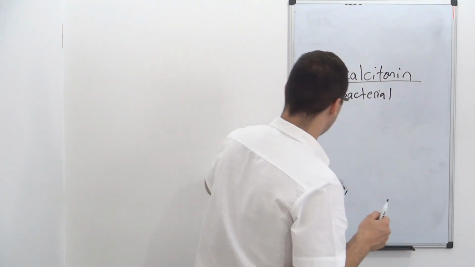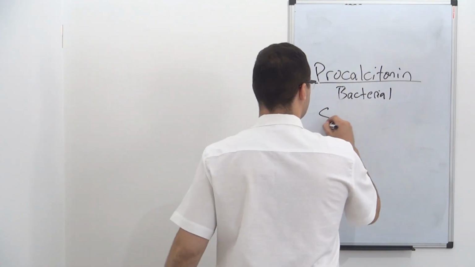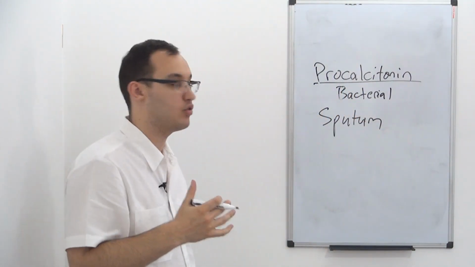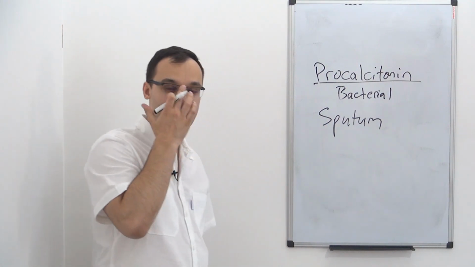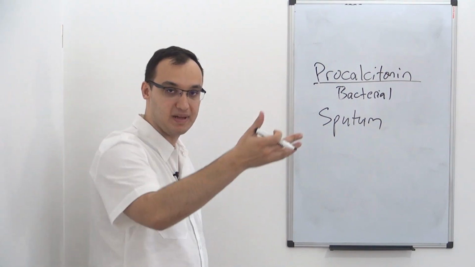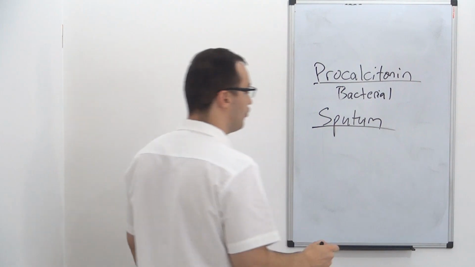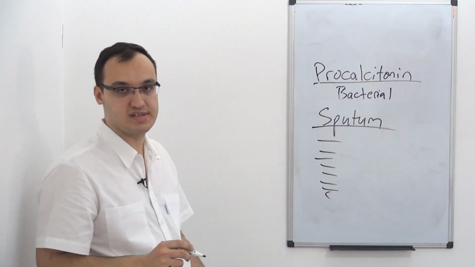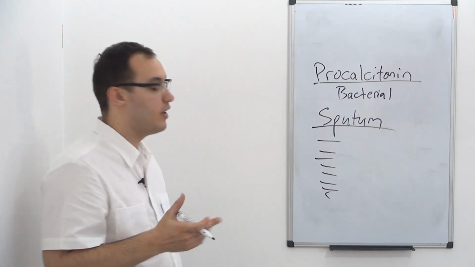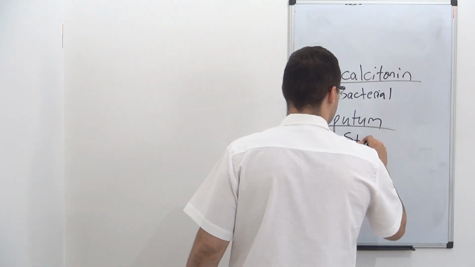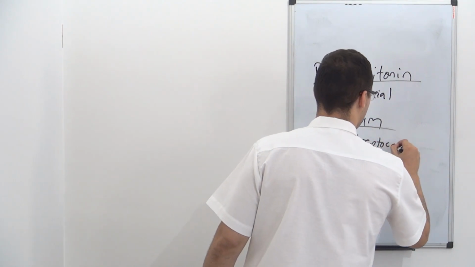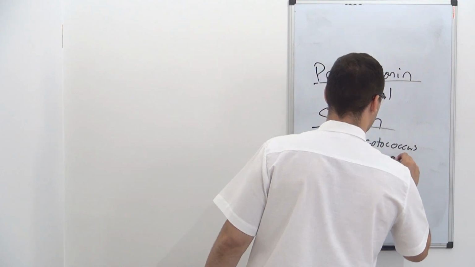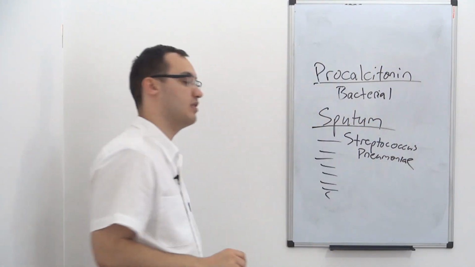Except for procalcitonin, something very good to take is sputum culture. And this also has to be taken before we give antibiotics. So you take a sample of sputum from the patient and then we send it to the pathology lab, and in the sputum culture they will list all the pathogens that can be found in the sputum. For example, the most common one is Streptococcus pneumoniae. This is the most common.